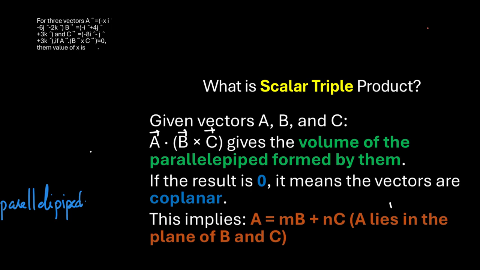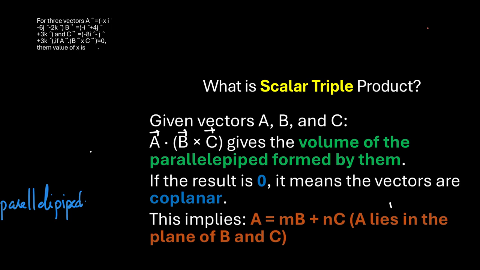Now, yes, this is important, but what's even more important here is if the result of A dot B cross C is 0, which is where we enter the question here, it means that the vectors are coplanar. This implies A is equal to MB plus NC, where A lies in the plane of B and C.